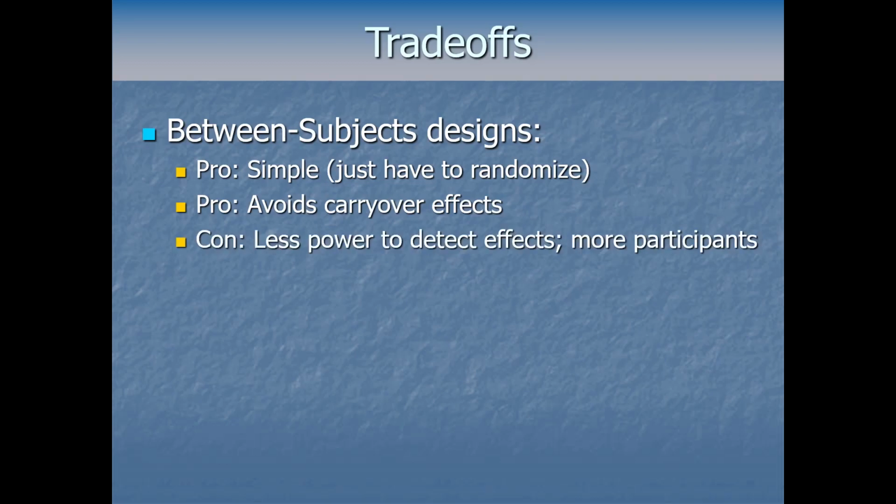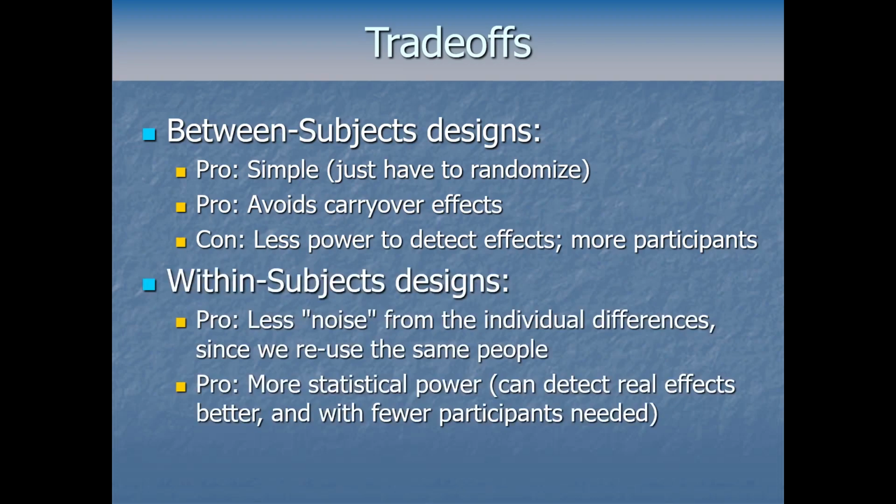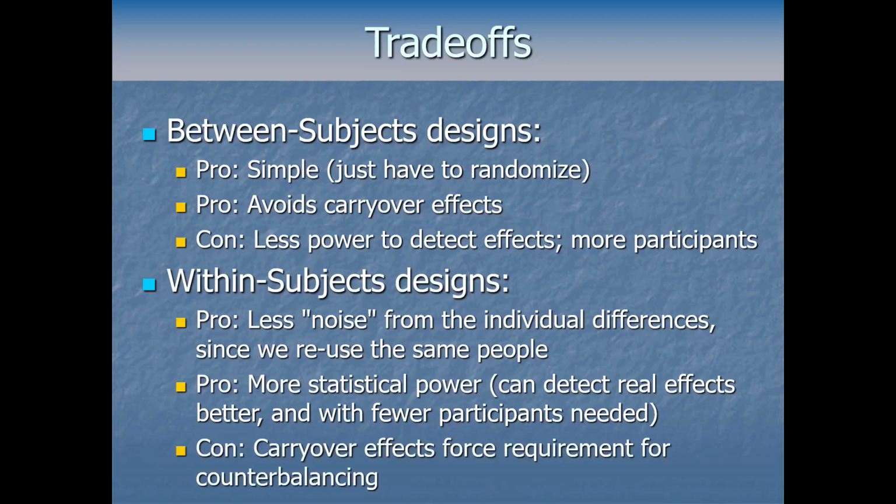In practice, this means you need more participants to carry out the same study effectively, to have the same statistical power. Now, within subject design has its own pros, like there is much less noise from the individual differences since we're reusing the same people. And that means it has more statistical power, so it can actually detect real effects more easily. In practice, that means you can use fewer participants to be just as effective. And that is especially great if the study is expensive or if participants are hard to recruit or things like that. But as we saw, there is definitely a con, the main one, which is carryover effects.